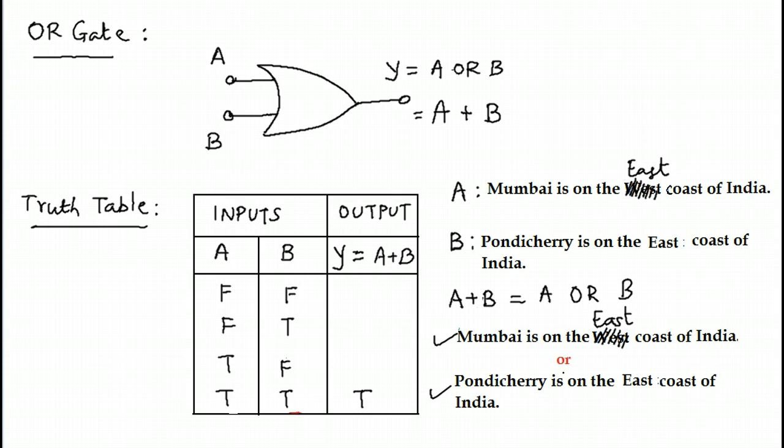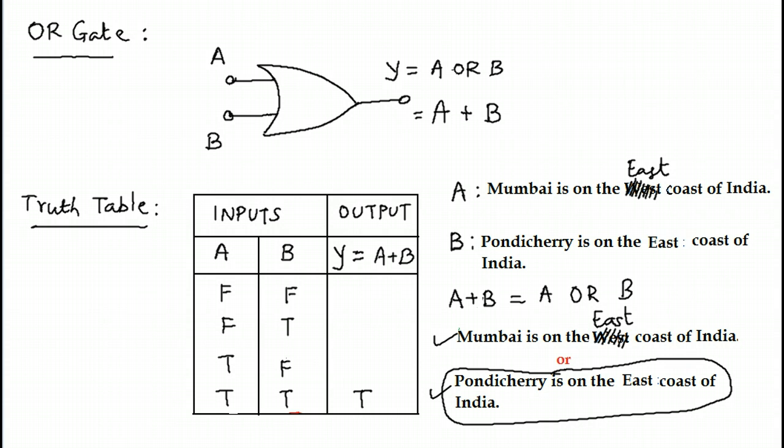Now it's pretty clear that since this is true, the person who says this thing is being truthful, because when A or B has to be true, then it's either A alone is true, or B alone is true, or it could be A and B are both true. In this case, the first sentence A is false, but the second sentence B is true.